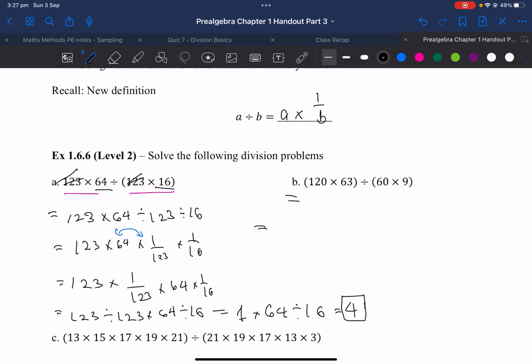And then 60, you do 120 divided by 60. How many 60s are in 120? 2. Yeah, 2.